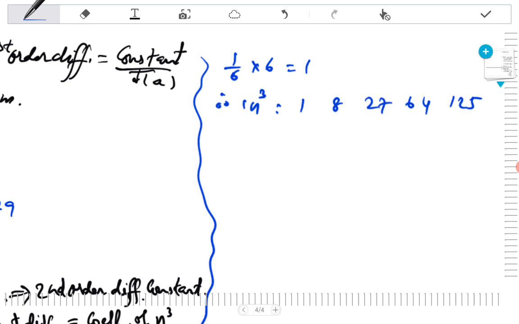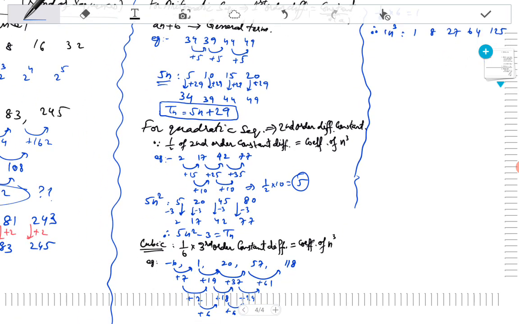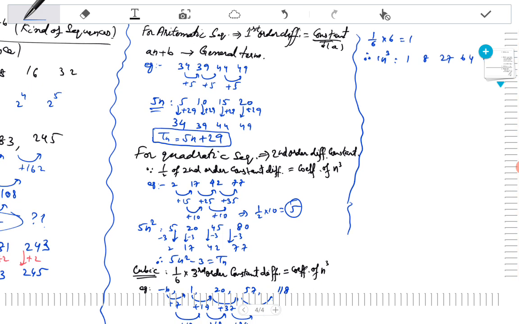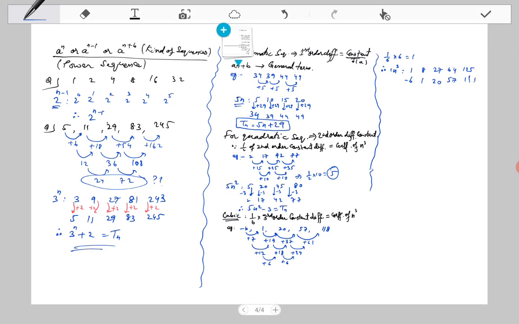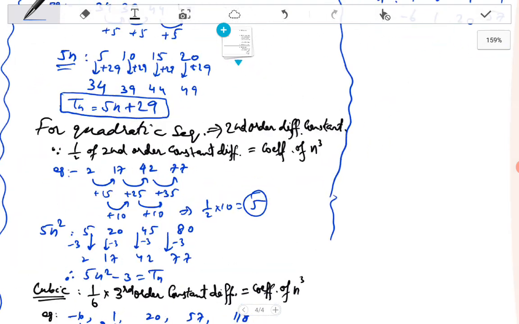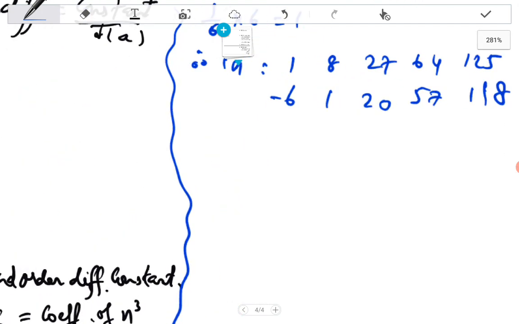Now you can compare it with the original pattern of numbers given in the question: minus 6, 120, 57, and 118. So how you can compare these two results together and now check what differences are coming.